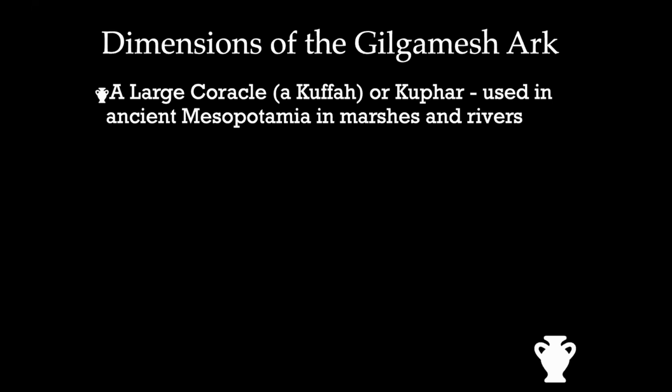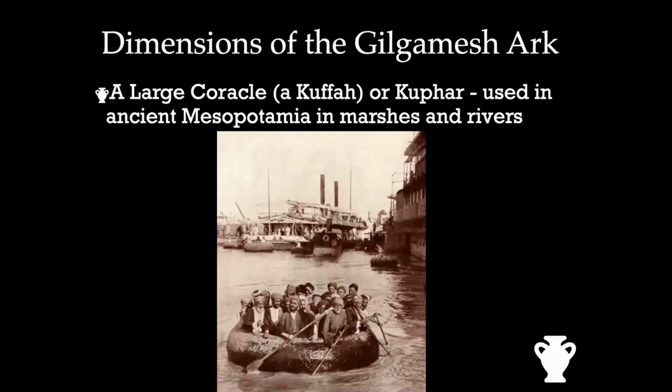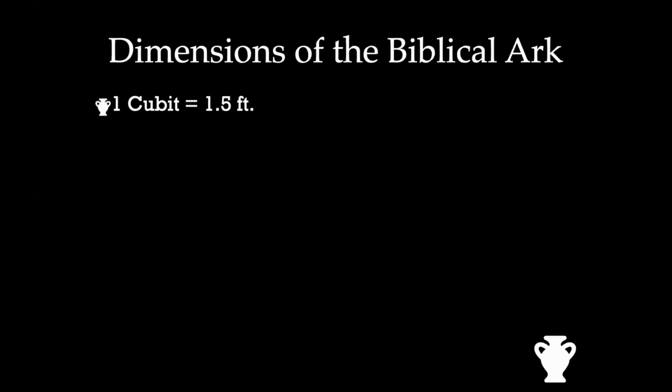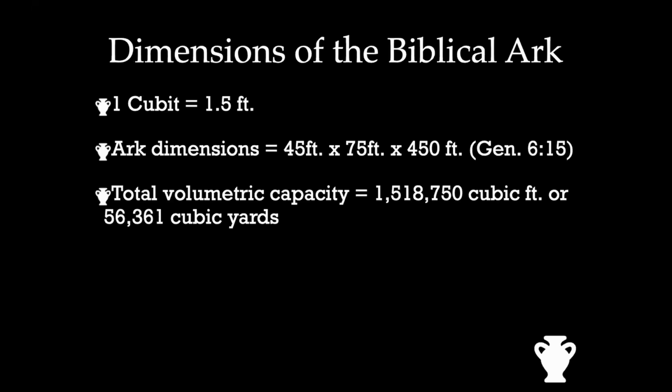And the reason I mention that is that it's a little problematic. It's kind of hard to fit every animal species on a big, giant, round animal skin boat. That would have been a miracle. But the biblical account of the ark is much different. This is an old photograph of what that would look like. So that's a coracle as it would look. This is probably back in the 19th century in Iraq. The dimensions of the biblical ark are much different. A cubit, we believe, is about a foot and a half, almost 2 feet.